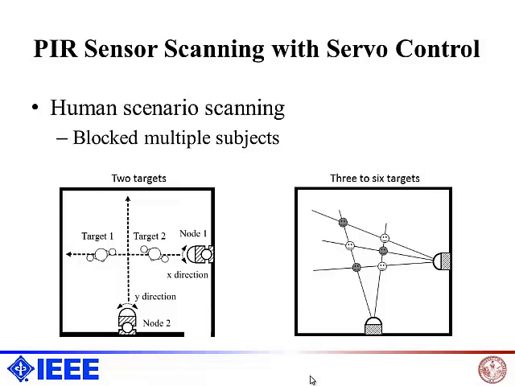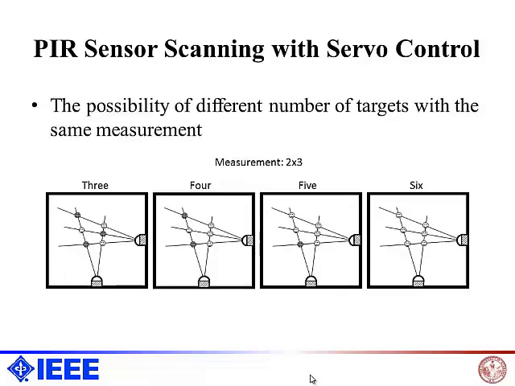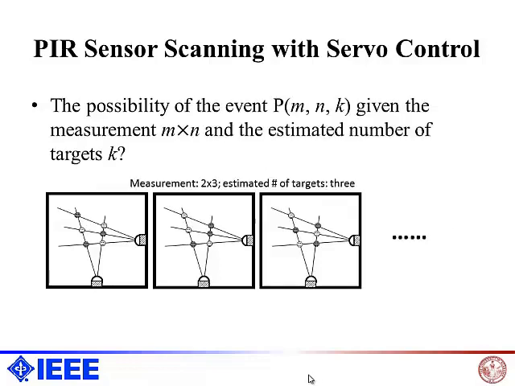Another problem is ambiguity. For the same measurement, there may be several possible cases. For example, for measurement 2 by 3, one sensor counted the number as 2 and the other counted 3. There are 4 cases that can generate the same measurement, from 3 to 6. So which one is the most possible one?